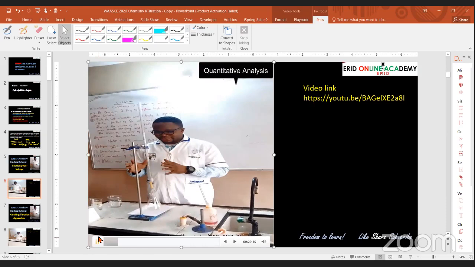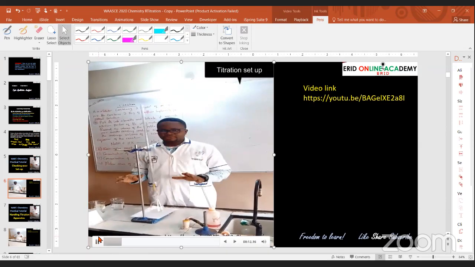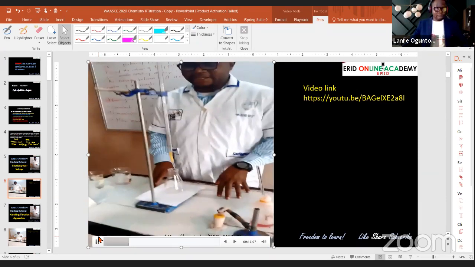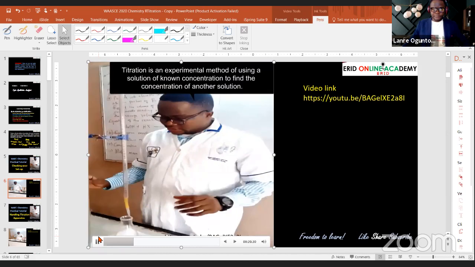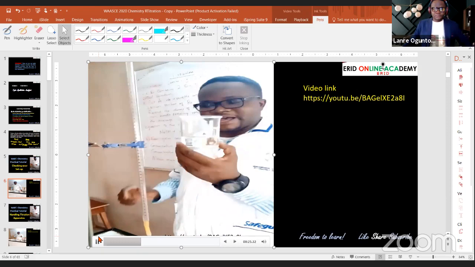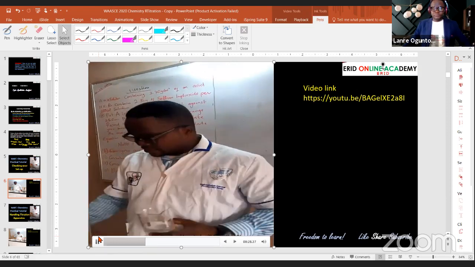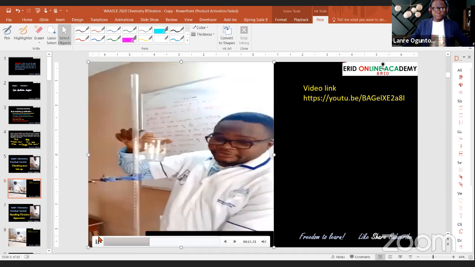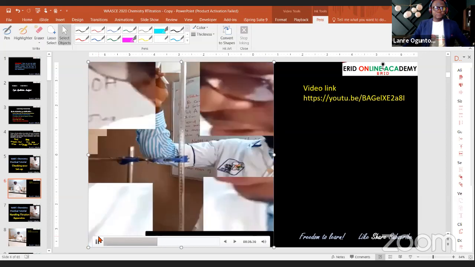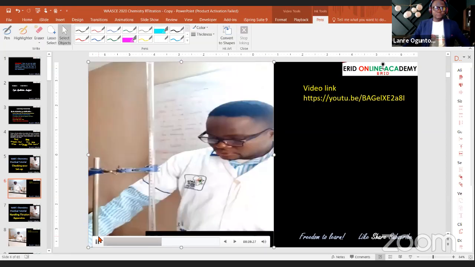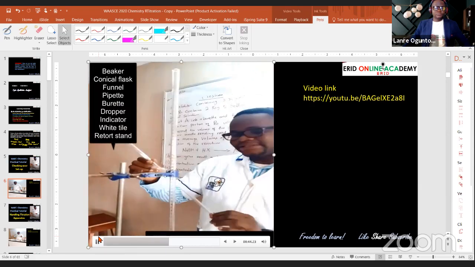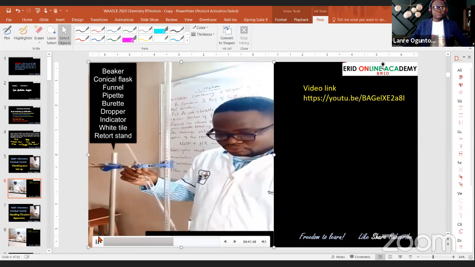So basically this is a setup for titration. For titration you use a known quantity to find an unknown quantity. So this setup is basically an acid and base titration setup. You have acid in a 250 cm3 beaker, and you have your base in another 250 cm3 beaker. Of course, you have the funnel for pouring your acid into the burette. You also have the pipette for taking a certain quantity of your base into the conical flask.